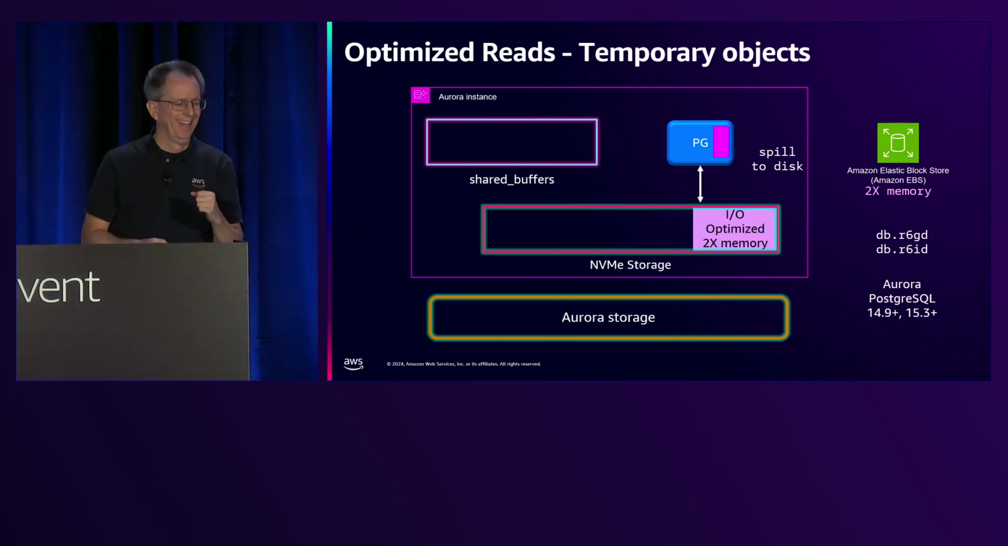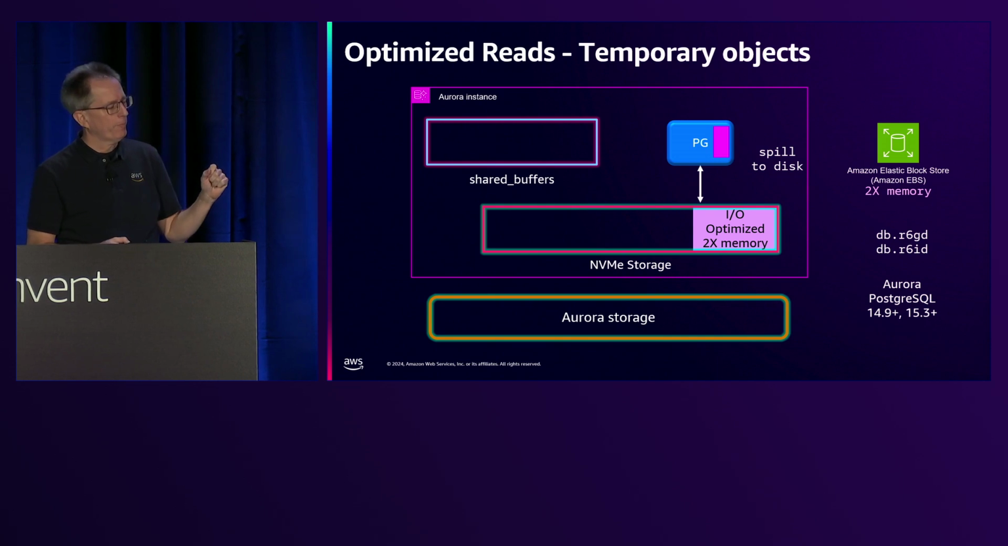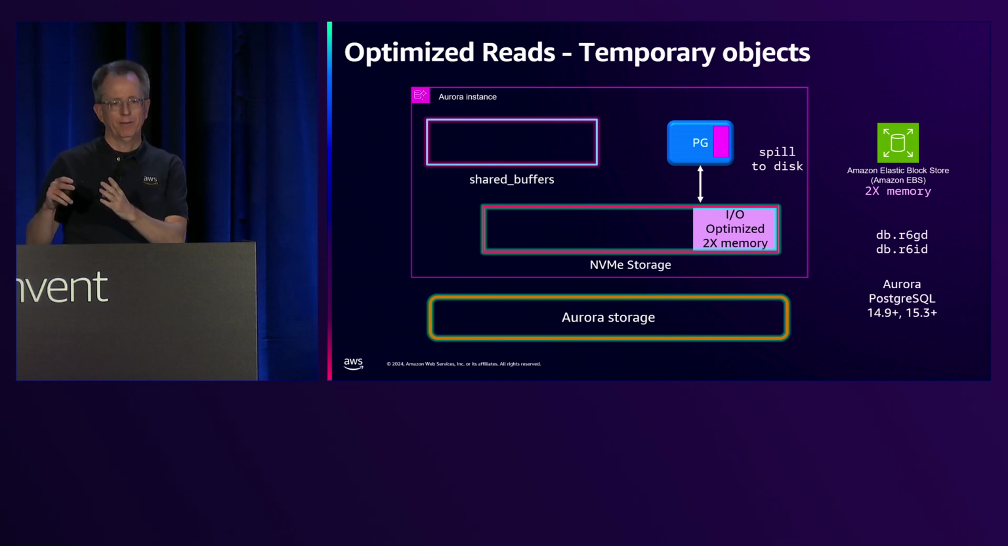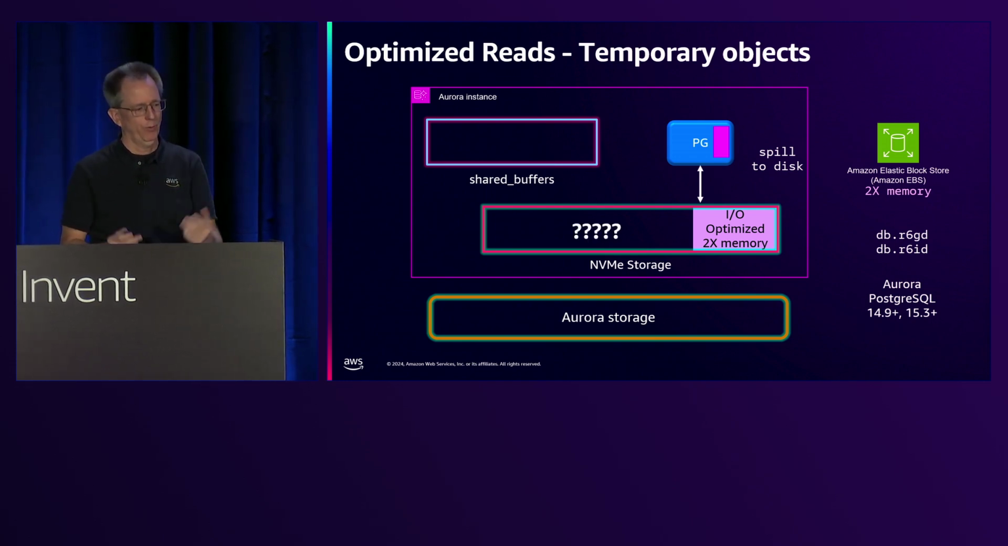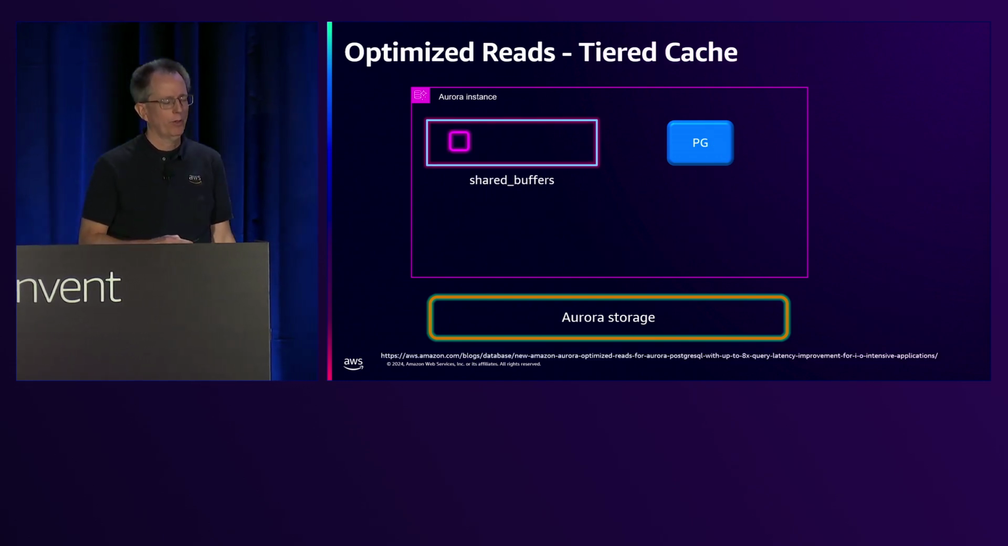But now, for I/O optimized, we only allocate 2x of the memory size in the NVMe for temporary storage. So the question is, what's going on there, right? What are we using the rest of it for? That's where we do a tiered cache.